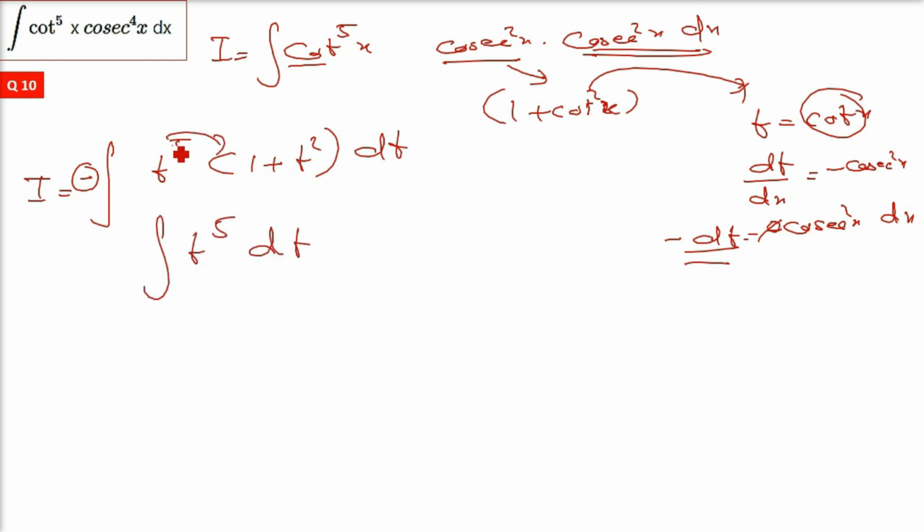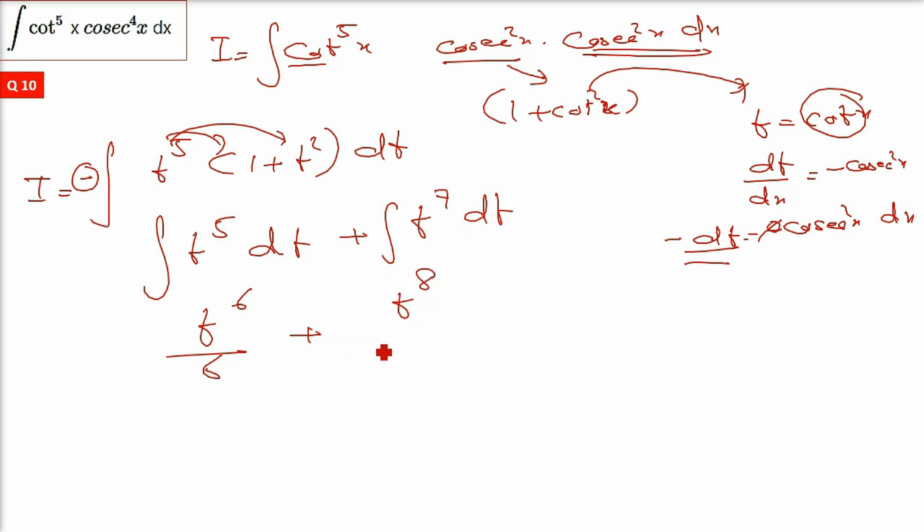Second will be t raise 5 into 2e square. Power gets added, it will be t raise 7. Integration: t raise 7 dt. T raise 5 will be t raise 6 by 6, t raise 7 will be t raise 8 by 8, plus constant of integration. And what is t?